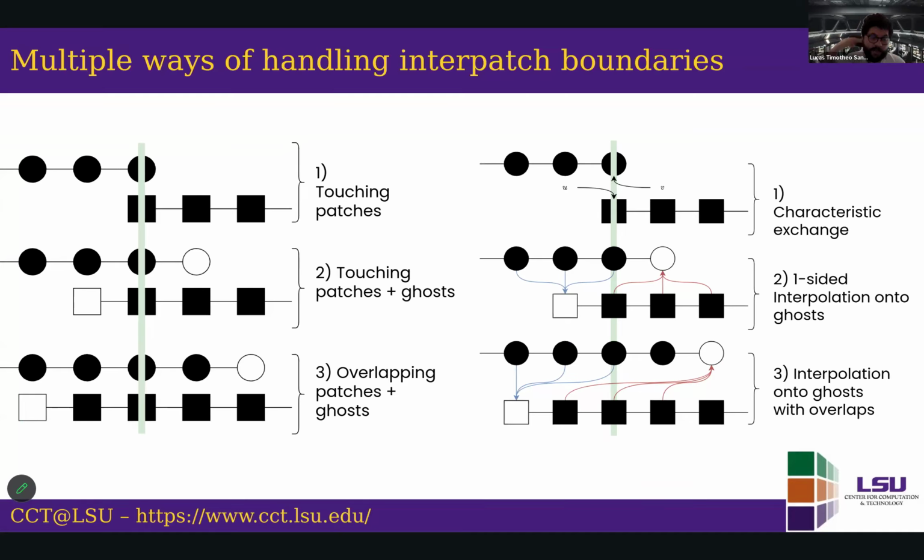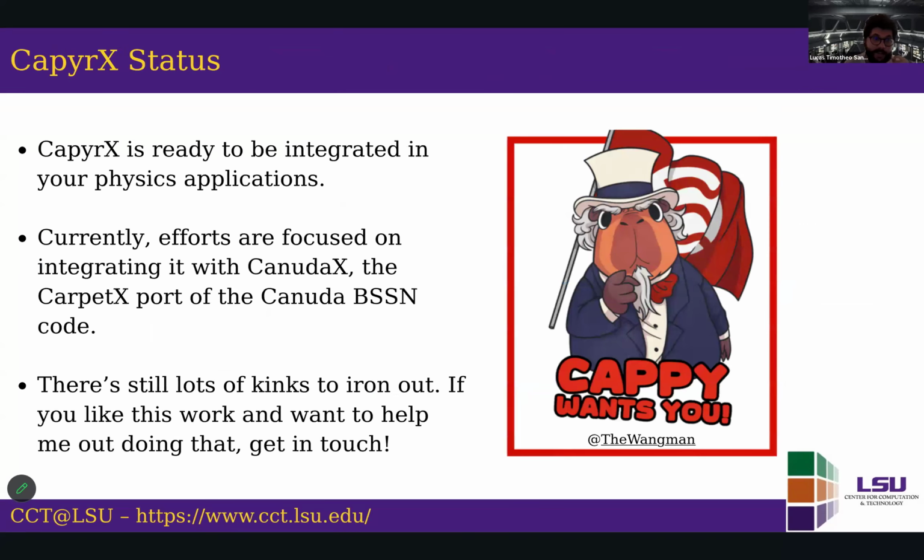And so currently, CarpetX is supporting number 2 and number 3. We have overlapping patches and ghosts, and we also have touching patches plus ghosts. In principle, there's nothing stopping us from doing number 1. It's just a matter of having an evolution system that actually allows us to do the SAT boundary conditions, which is not trivial, and this is a lot of work. So it needs you to write a new kind of formulation and so on and so forth, right?